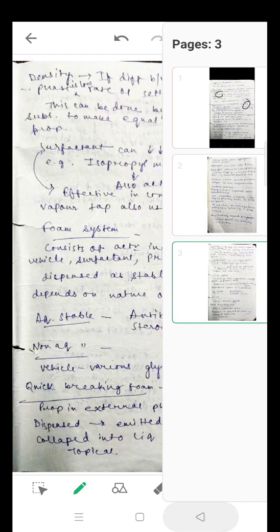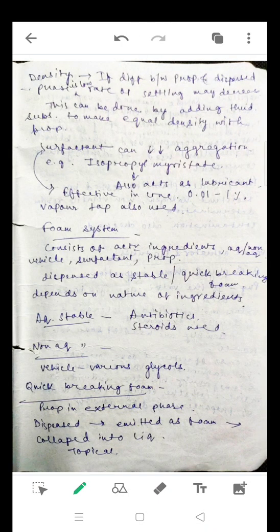Again, the physical stability of the aerosol depends on the aggregation. It should be kept in mind that the initial particle size of the aerosol should be within the limit of 1 to 5 micron. If there is less density difference between the propellant and the dispersed phase, then the rate of settling down will be less. This can be done by adding a third substance that has equal density with the propellant. So this will create less density difference and the particles will be easily suspended in the propellant.